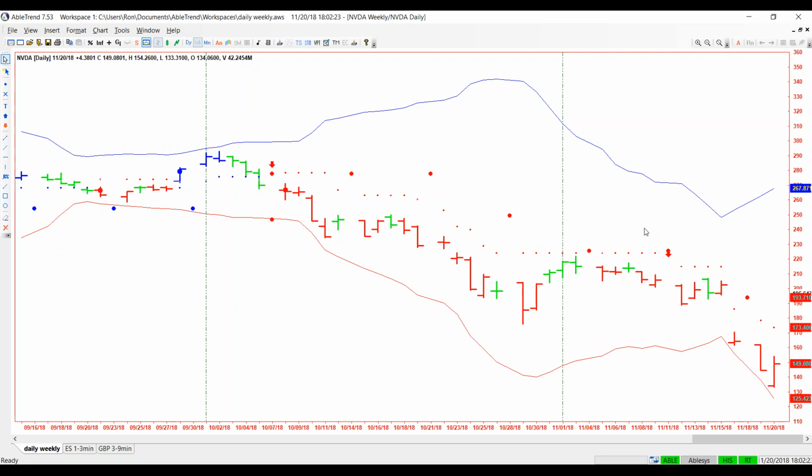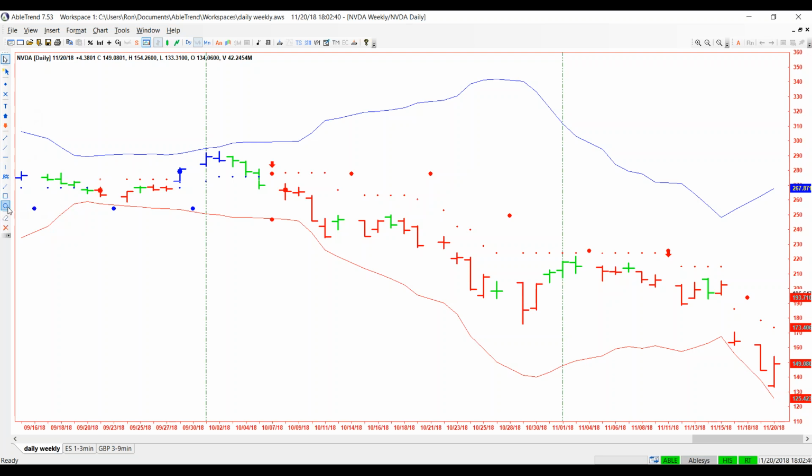But let's take a look at a daily weekly, because many people use the daily weeklies. They don't trade intraday, and they just can't, or they don't want to. They do more longer term, and Able Trend works just as well for the long term. So we're looking for two time frames in agreement. That's the key, is we want both the daily and the weekly.